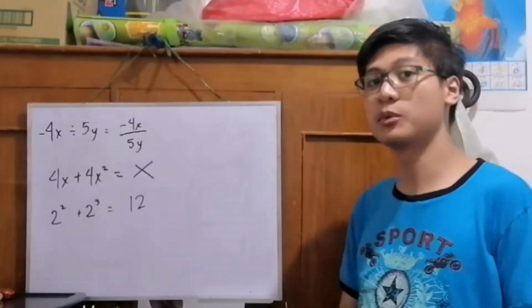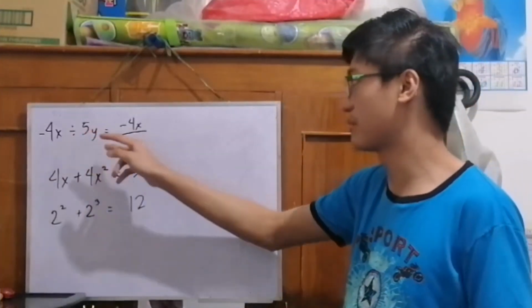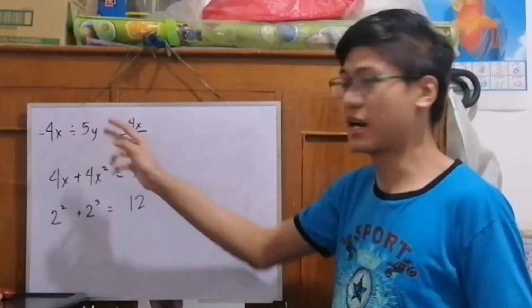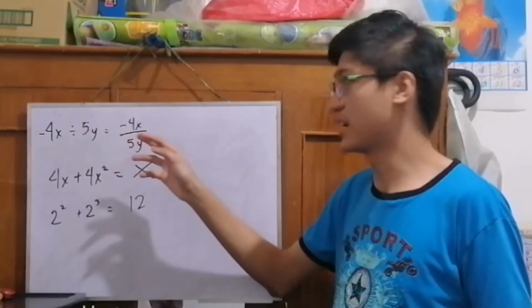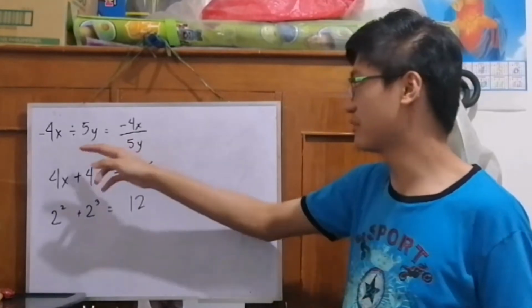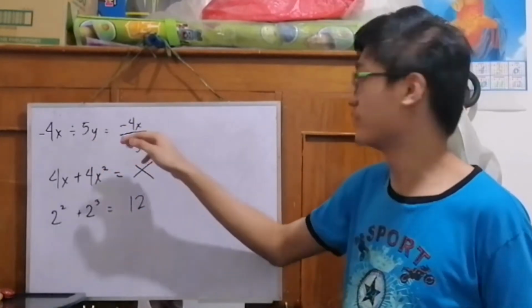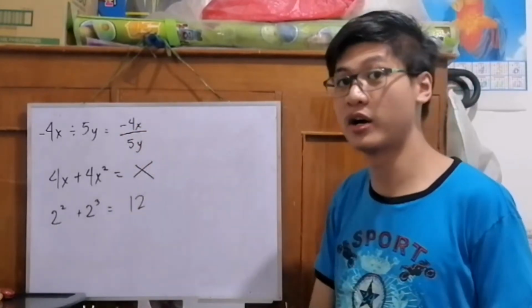There are also things that you have to be aware of, such as negative 4x divided by 5y. It's not like multiplication wherein you can just combine them and make them negative 20xy. No, that's actually for multiplication. For division, yes, they can be combined, since you will leave them as a fraction, negative 4x over 5y.